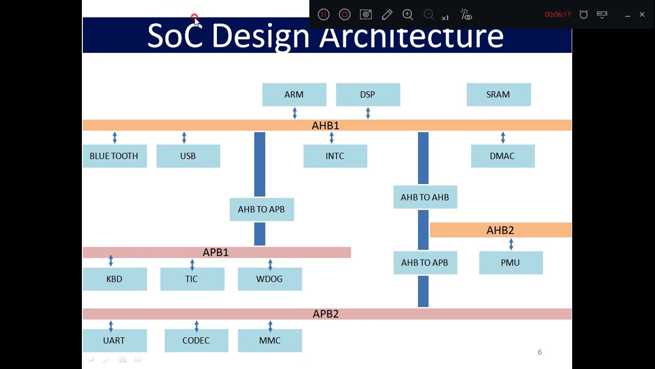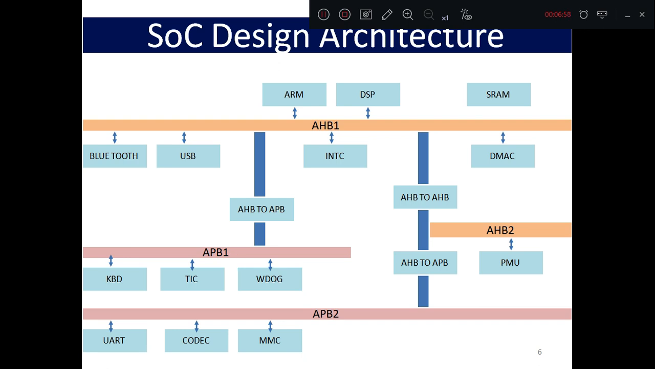Therefore, this USB always has to be connected onto the high frequency bus. High performance bus in the sense that the frequency of it is very high. AHB is Advanced High Performance Bus. APB is Advanced Peripheral Bus. Since the operating frequency of this USB is very high, it has to be connected to the high performance bus, whereas the keyboard frequency or keyboard performance is comparatively low, therefore it has to be connected to the APB bus, that is Advanced Peripheral Bus.